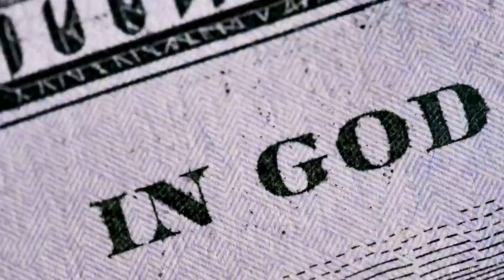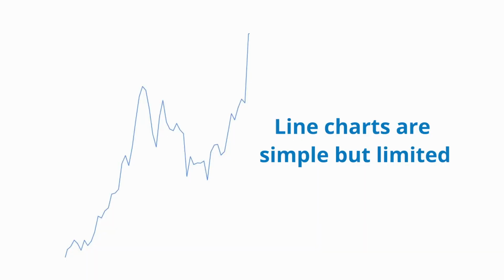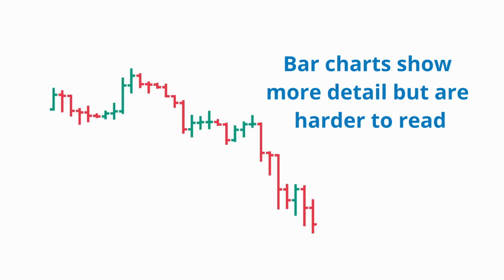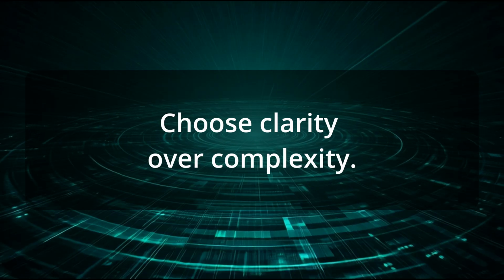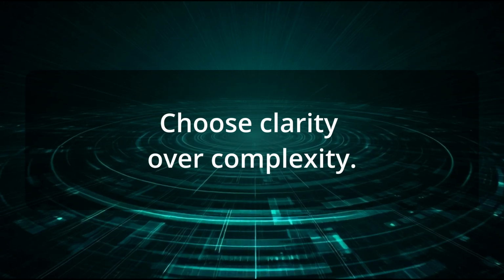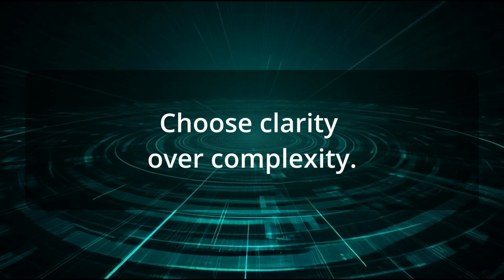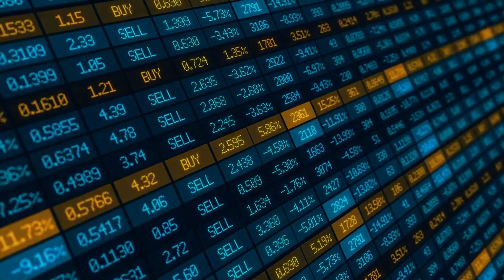Quick recap. Line charts are simple but limited. Bar charts show more detail but are harder to read. Candlestick charts are the most beginner-friendly. Choose clarity over complexity. In the next video, we'll learn how to read candlesticks.